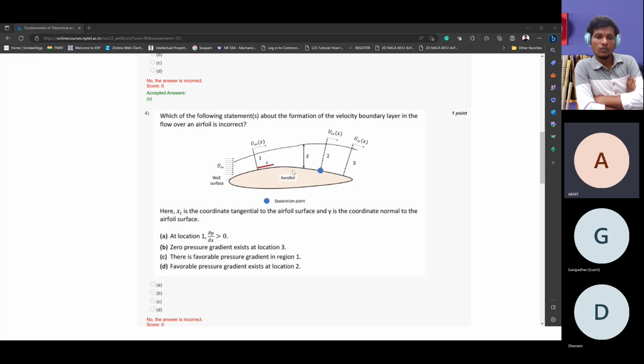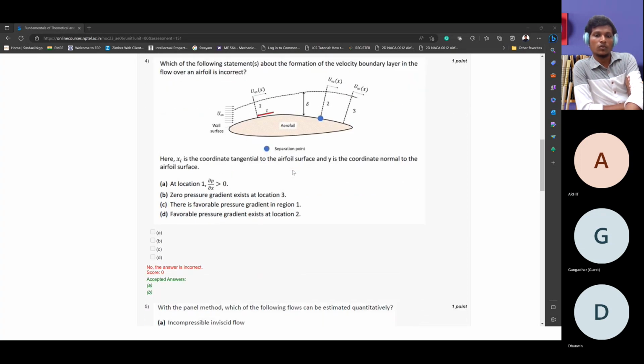Okay. Option D also, actually option D I think is incorrect in this case, because favorable pressure gradient exists at location 2. At location 2, it is the separation point where dou p by dou x is equal to 0, is not less than 0. Then how can it be a favorable pressure gradient? Then option D is also included in that case. Let me see what they gave. A, B that we taught. C, D is the favorable pressure gradient exists at location 2. You opted A, B, and D, right? Yes, sir. I opted for A, B, and D.